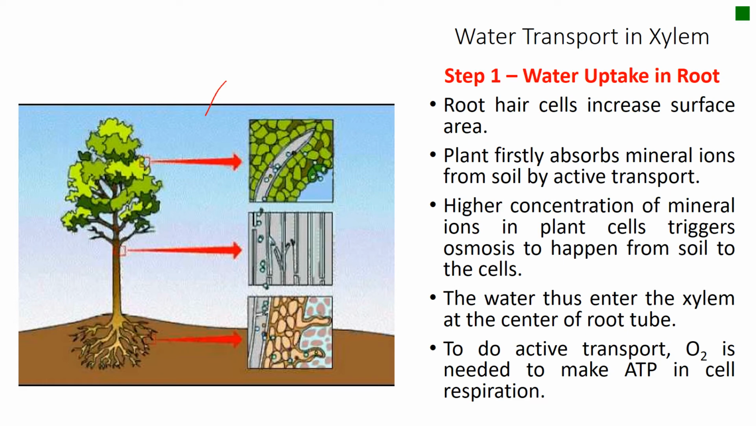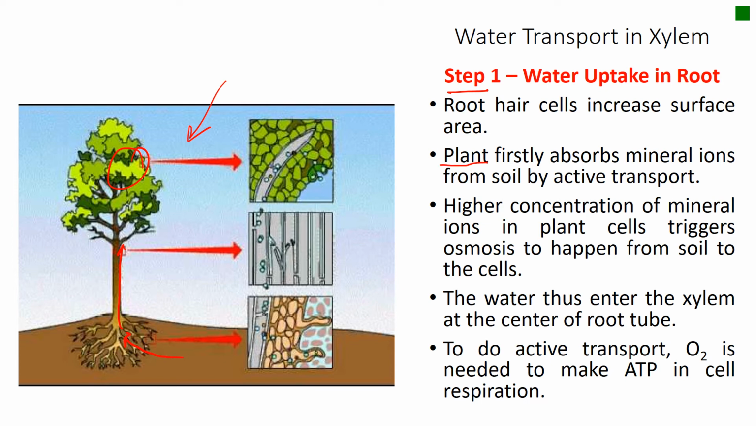Alright, in this picture you can see that water comes from the soil, enters the roots, goes through the stem, and ends in the leaves. So step 1 is water uptake in roots. Root hair cells again increase surface area. Now, the water movement is by osmosis. So osmosis will only happen if there is a gradient of concentration.